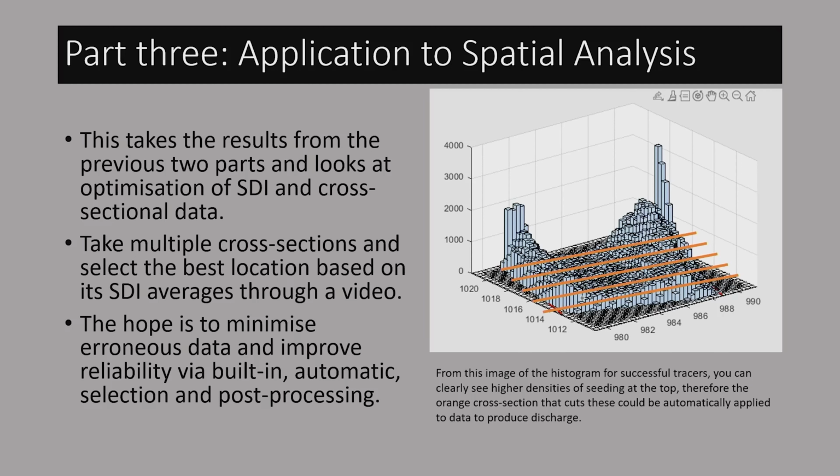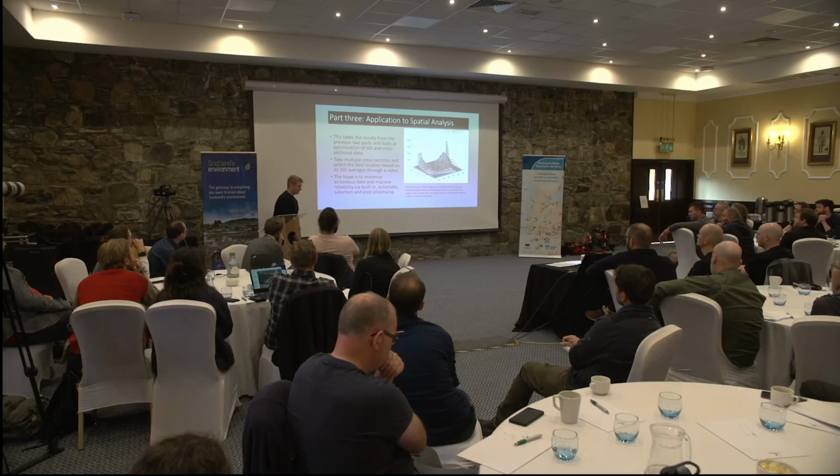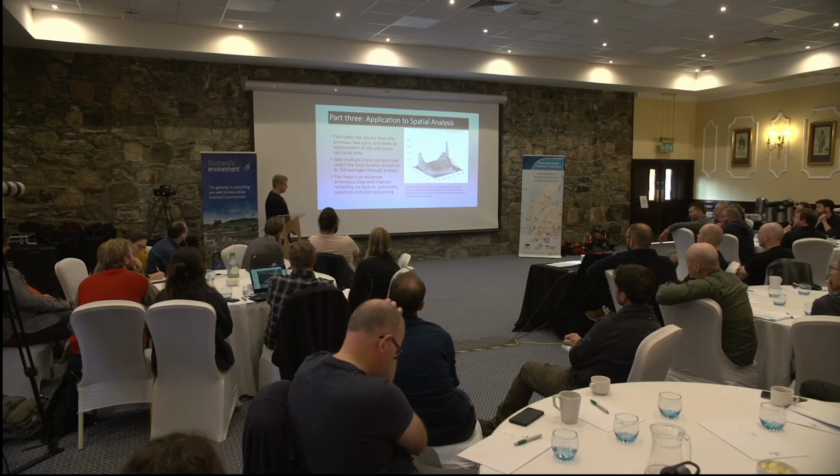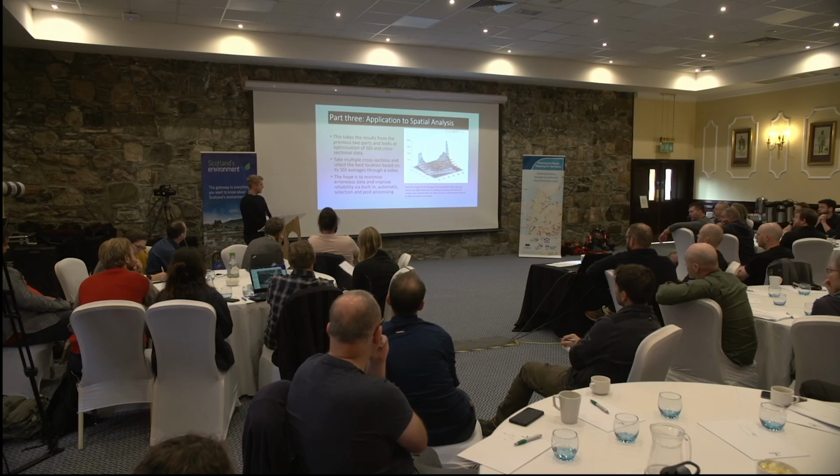So I asked earlier, how do you pick where your cross-sections are? And what I'm going to start looking at is, can we use seeding density indexing? What we would do is go out, set up maybe a temporary camera, just get a few videos, get several different cross-sections where we're thinking about putting a site, process one of those videos, and then just get one of these graphs. The graphs that show the density and the spreading of the traces.